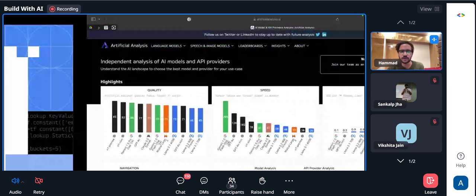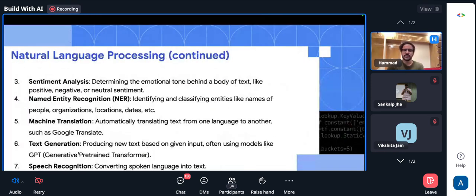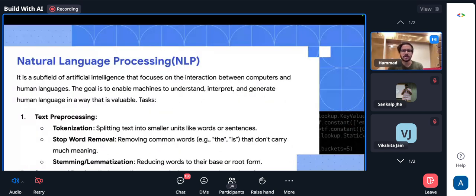Okay. So what is NLP? NLP is the whole architecture on which ChatGPT is based. ChatGPT, Llama, Claude AI, and many text-generating models are based on natural language processing. It is the ability of the machine to understand the natural language spoken by us.